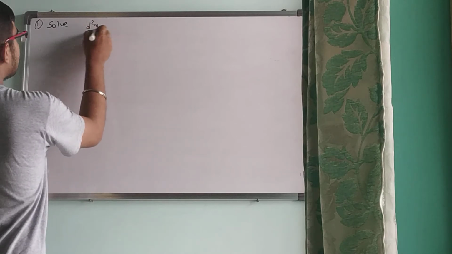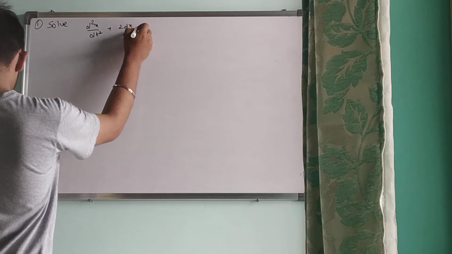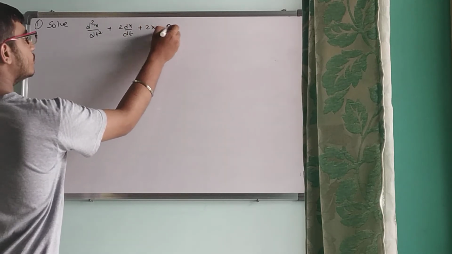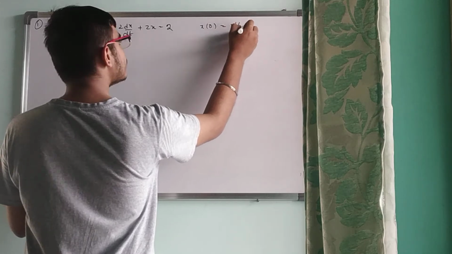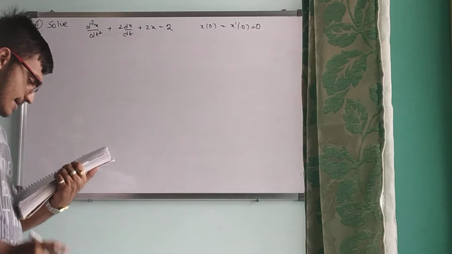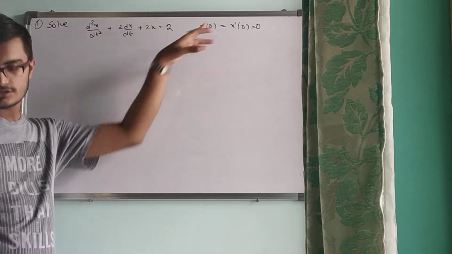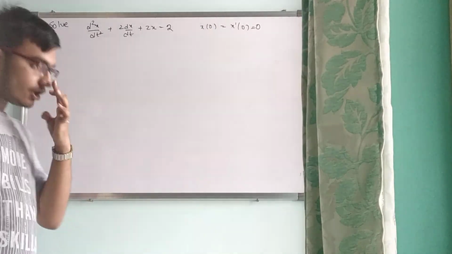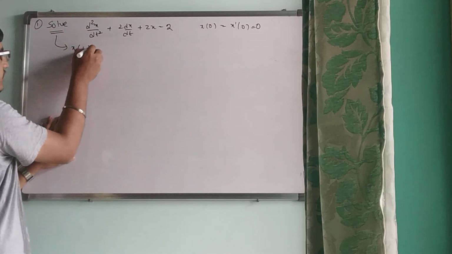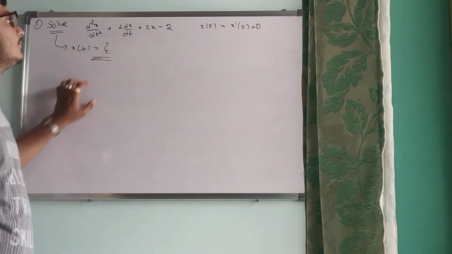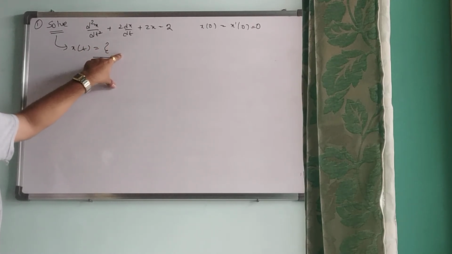d square x by dt square plus 2 dx by dt plus 2x is equal to 2, where x of 0 is equal to x dash of 0 is equal to 0. Given that, solve the differential equation for these conditions. Now, solve implies determine x of t. You have to find the function here. This is the differential equation of this function.